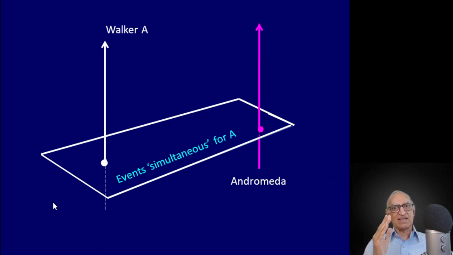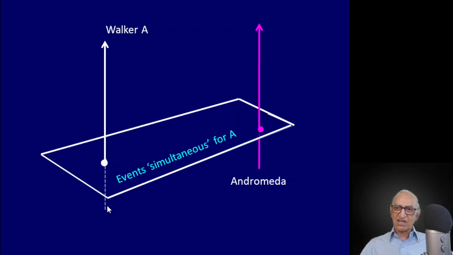But walker A defines time in a certain way, and walker B defines time in his own way. But they happen to meet at this point, at a certain time. Now here is Andromeda galaxy, whose time evolves along this magenta curve. And let us say that at that time in Andromeda galaxy, there is a supernova explosion.